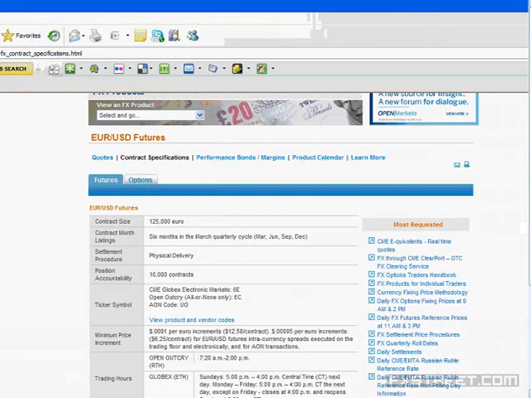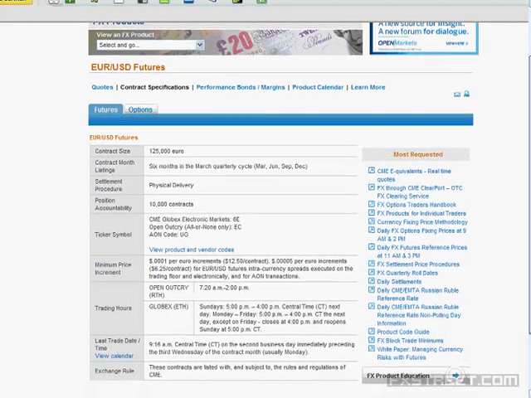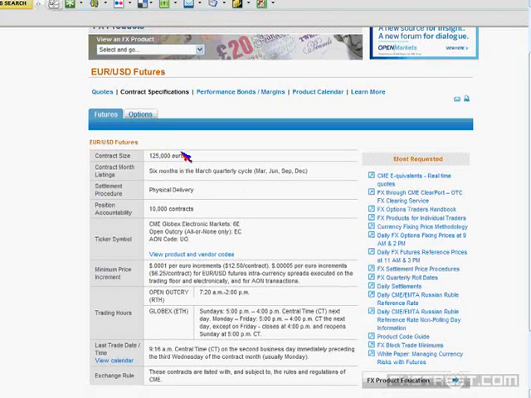All right. So let's take a look at the euro here. So contract size. These are the specs. These Forex futures are contracts. Now they are not options. This is not anything like options. The act of trading these is very simple. You're just buying or selling. Okay, I'll explain it to you here.